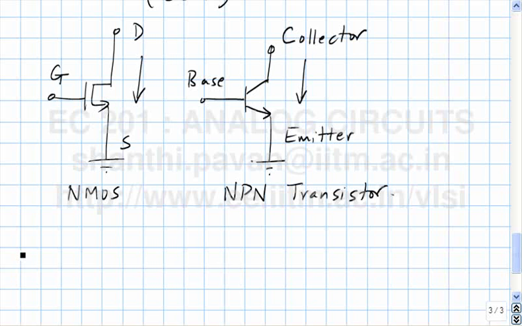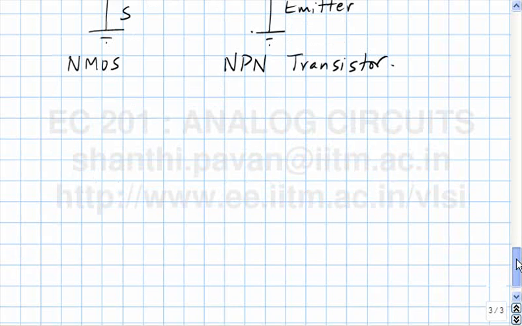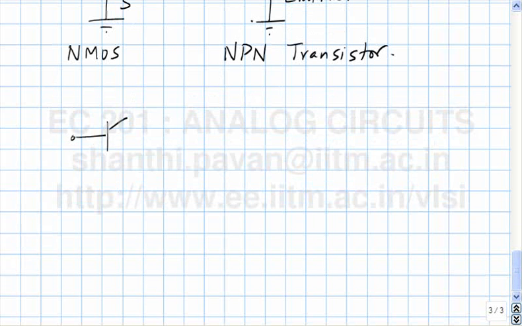transistor. And this is very analogous to an NMOS transistor, where the gate controls the flow of current between the drain and the source. In the bipolar transistor, the base controls the flow of current between the collector and the emitter. So for short, the NPN transistor is often denoted by the collector, the base and the emitter.